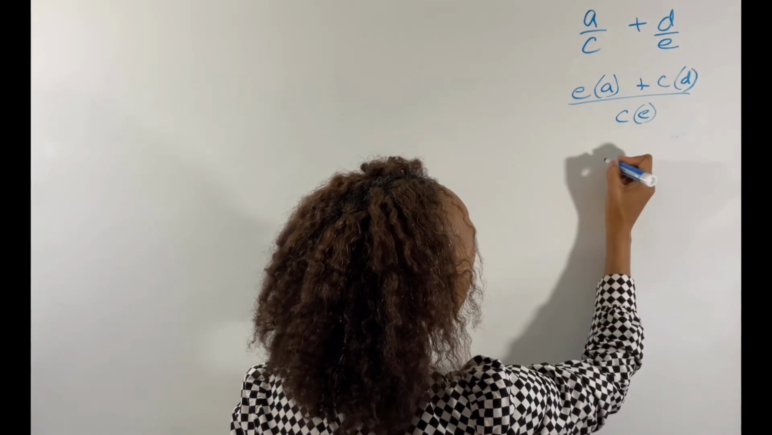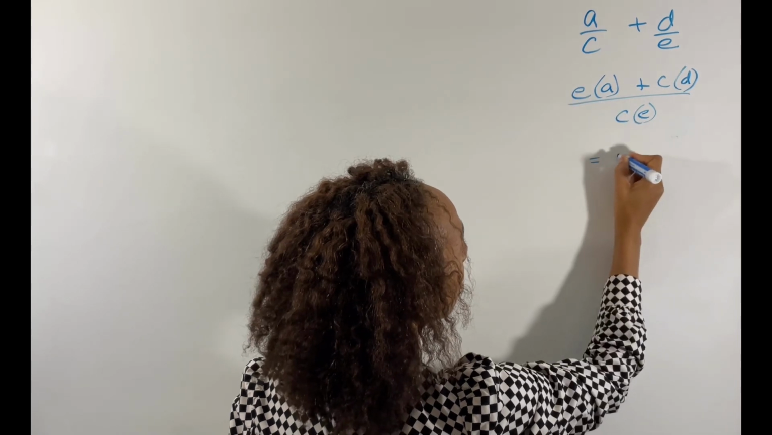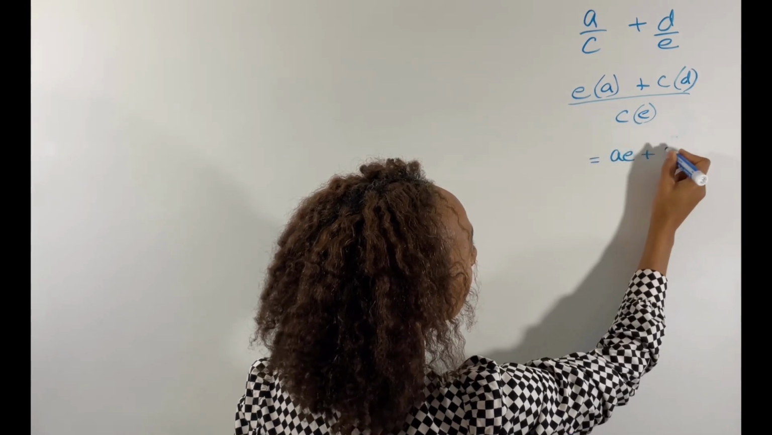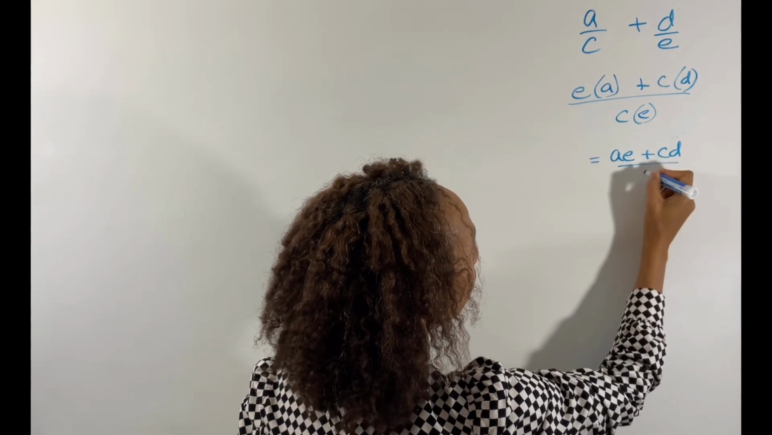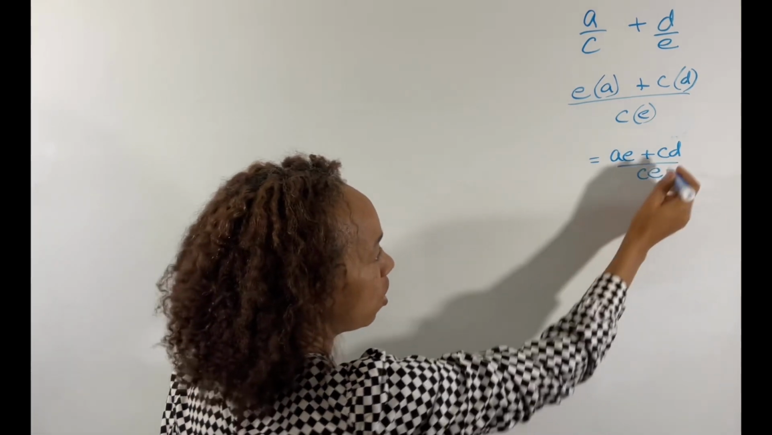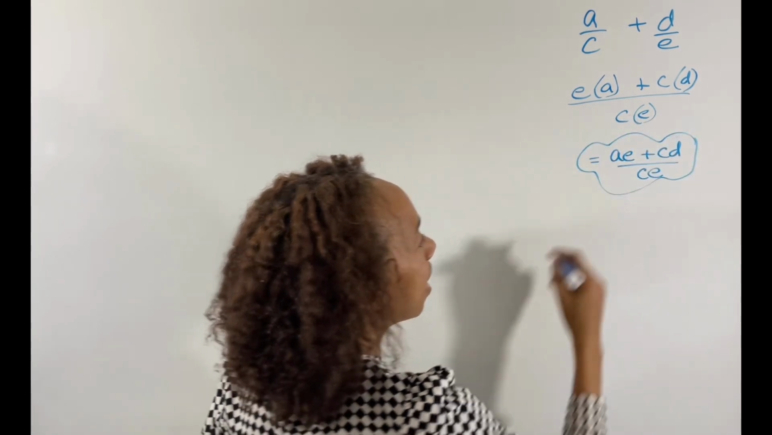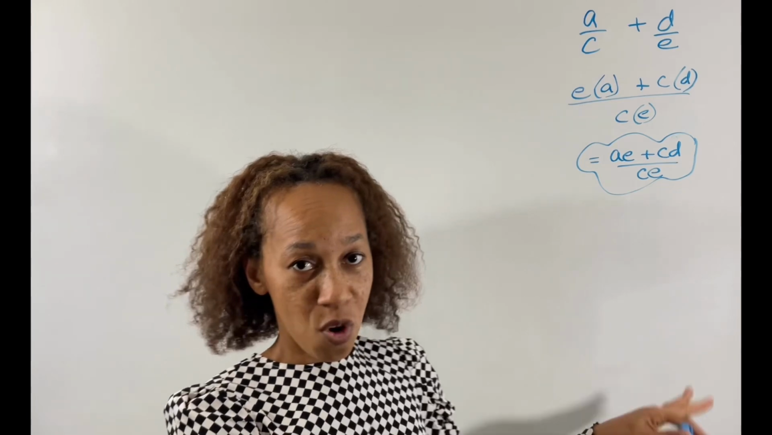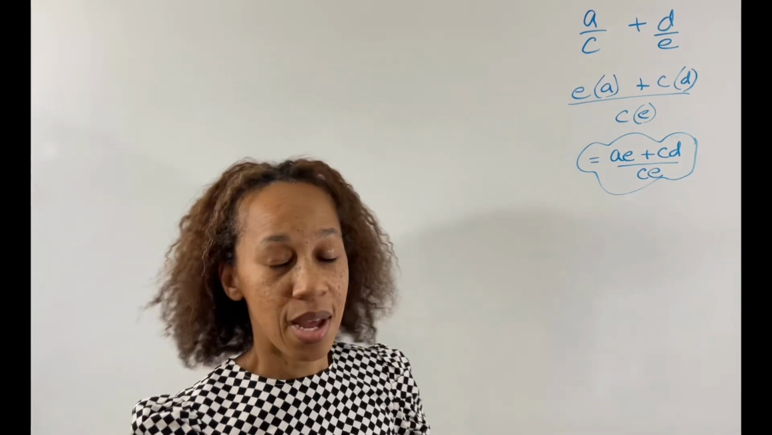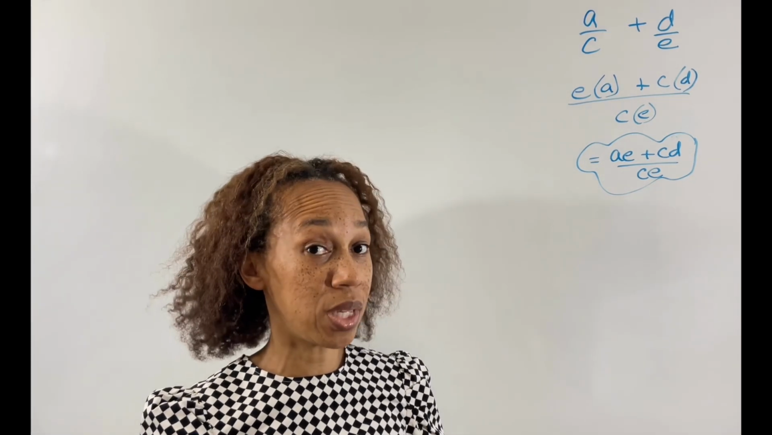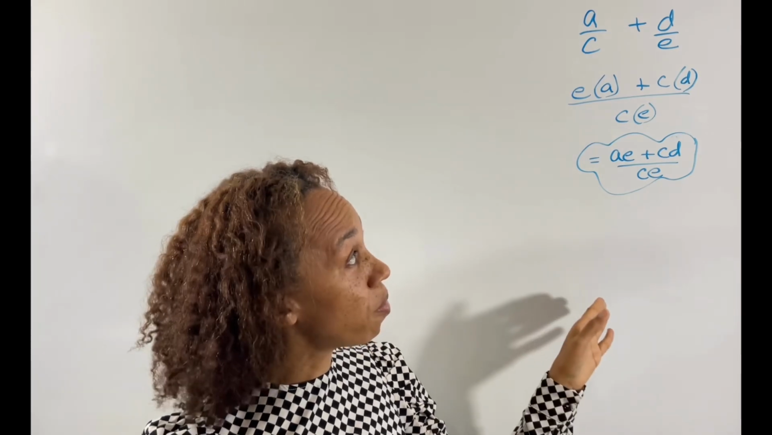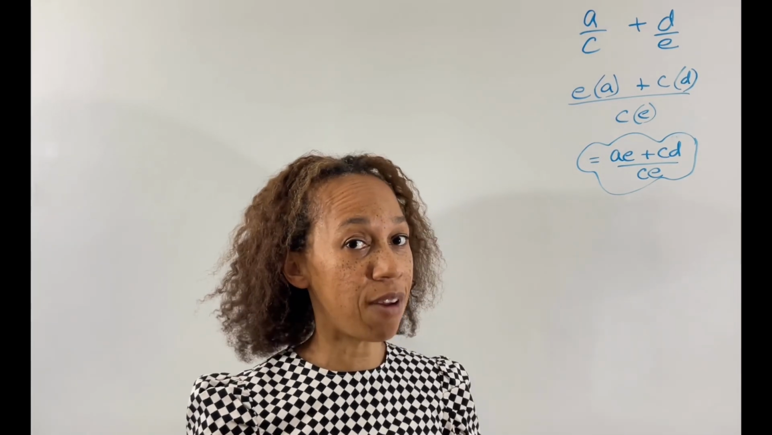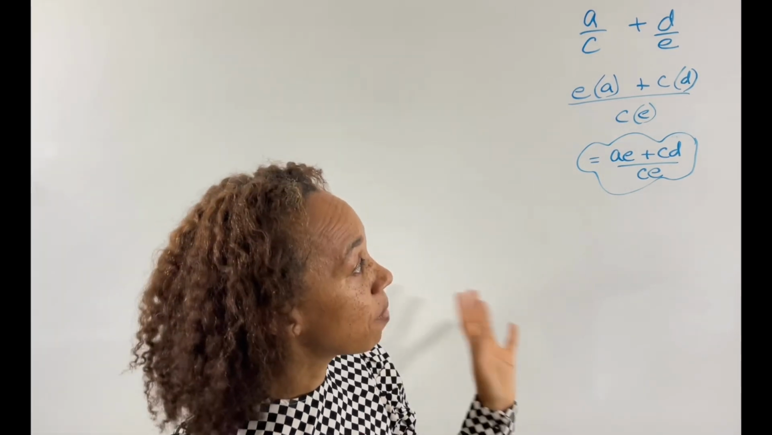And you will end up with AE plus CD over CE. And that would be your final answer. Now, this is for simply a rational expression when you are using simply variables. Any letter of the alphabet, we can use that as an example.